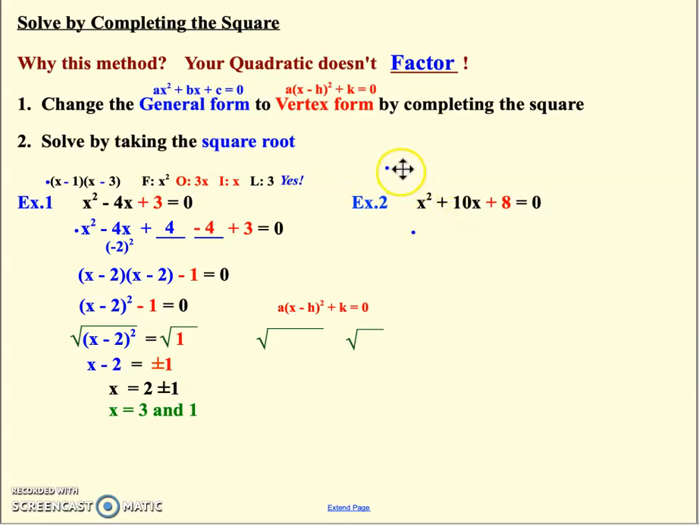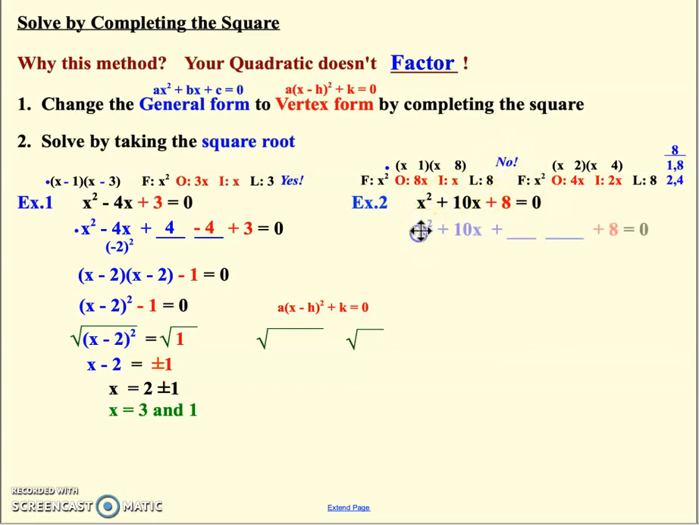Okay, so let's check out the next one. Does it factor? Now I took the factors of 8, 1 and 8, 2 and 4, and set up some combinations here for us. If we check our outside-inside terms, our red terms, 8 and 1 don't produce a 10, 4 and 2 don't produce a 10. So this really is a no, so now we're off and completing the square.